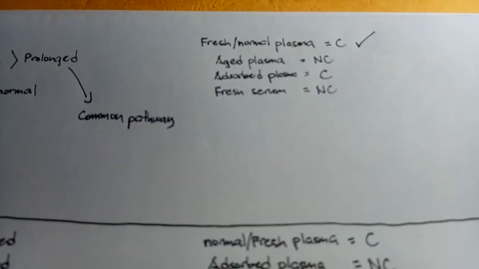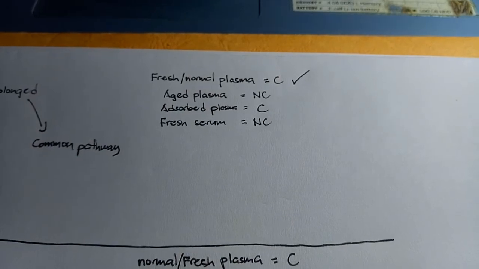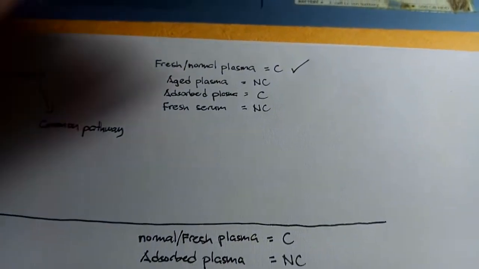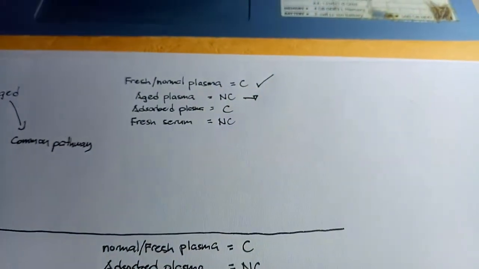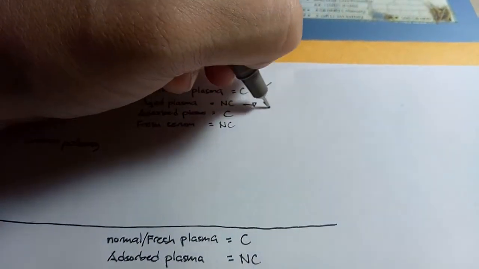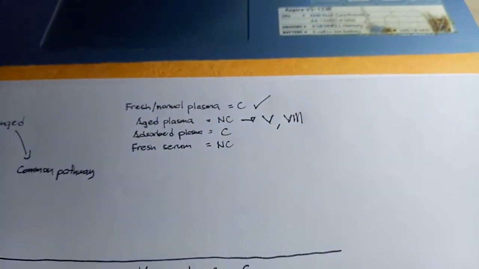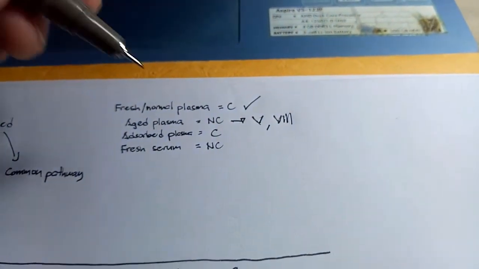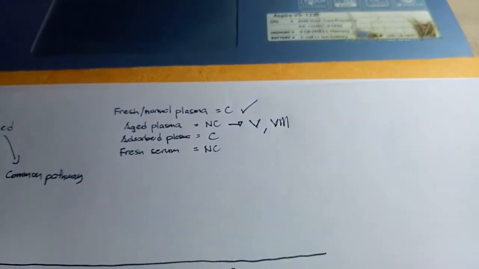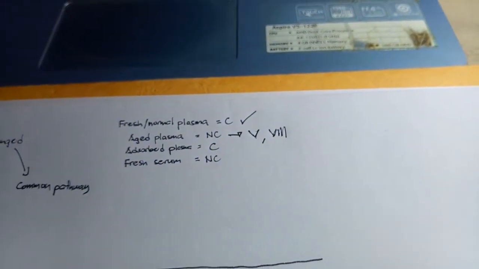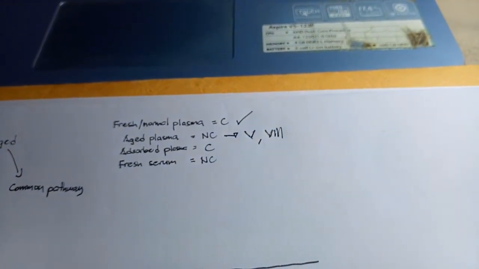Okay? So next is the aged plasma. In the aged plasma, it is not corrected. So dahil not corrected yan, dalawa lang yung possible na missing factors natin dyan. Pwedeng si factor 5 or si factor 8. Okay? So sa adsorbed plasma, it is corrected. So meaning yung missing factor natin wala dun sa mga na-adsorb na coagulation factors.